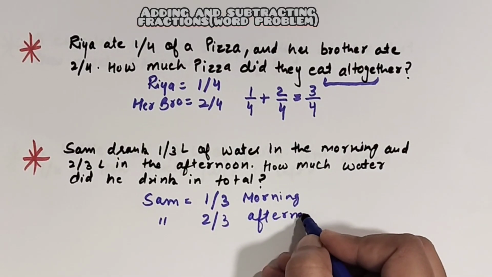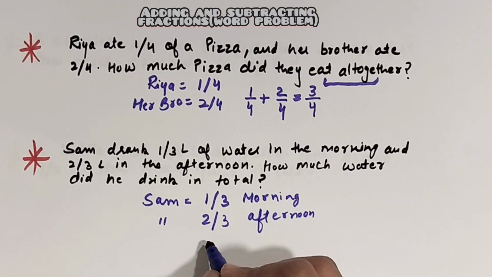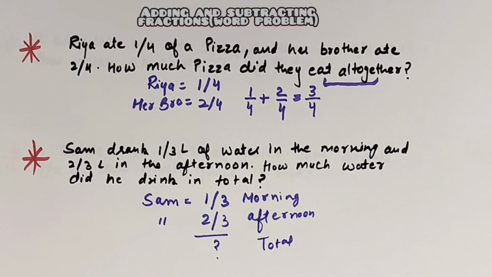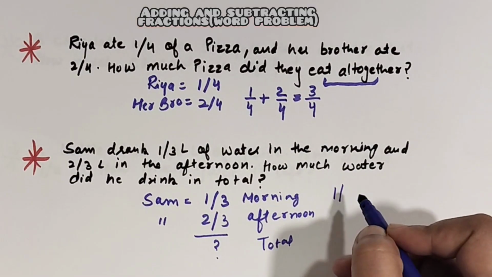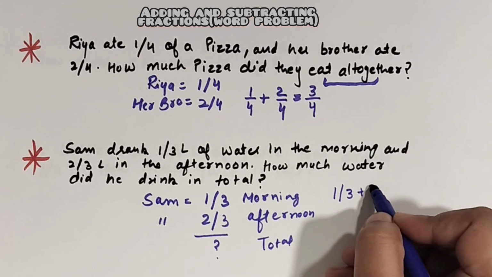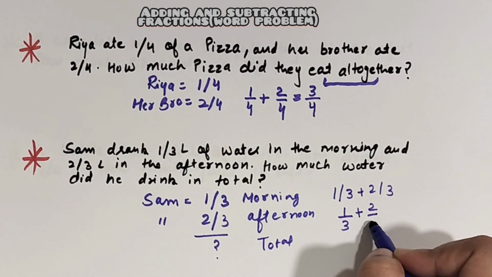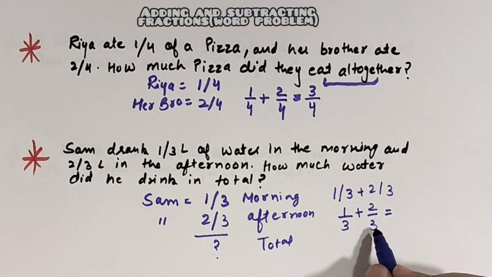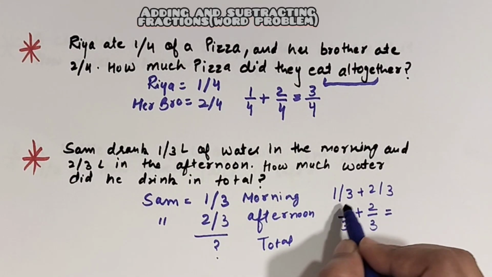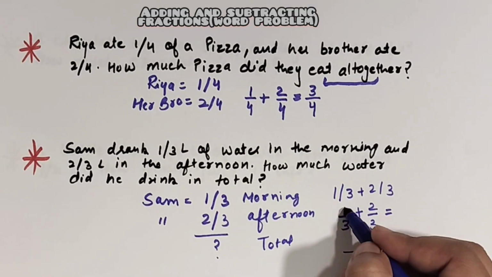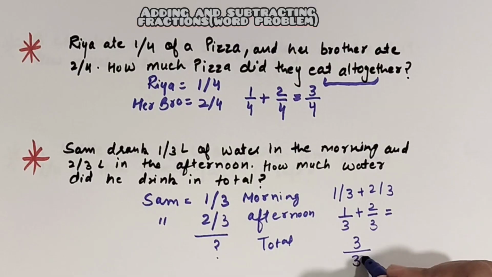But they are asking how much water did he drink in total. So I'm going to write total here because we need to find the total. Because Sam is drinking in the morning and afternoon, and in total how much? So I'm going to write here 1 over 3 plus 2 over 3. Since we have the same denominator, we can add our numerators directly. So 1 plus 2 would be 3 and the denominator is always the same. Now you can simplify it and you got 1 here.